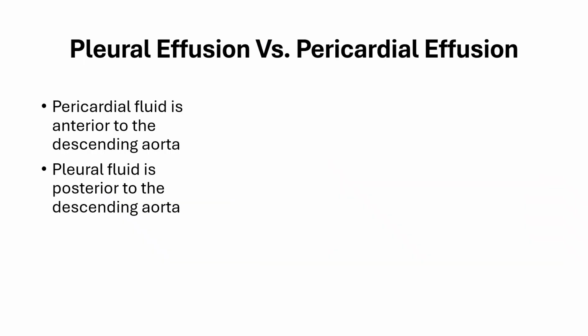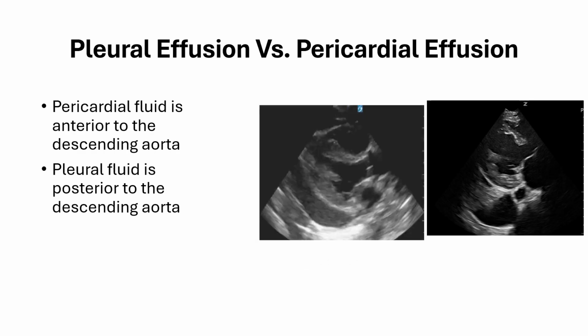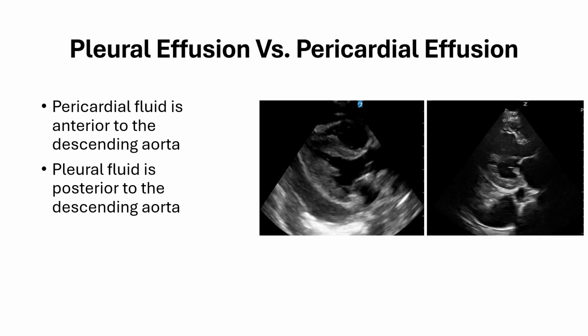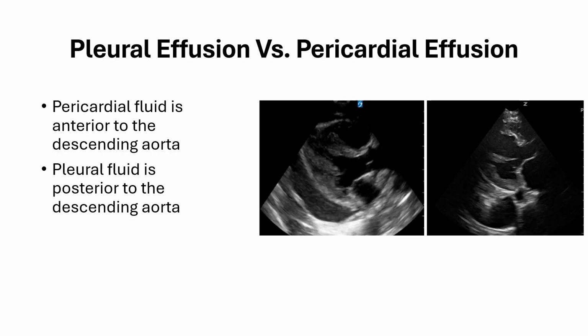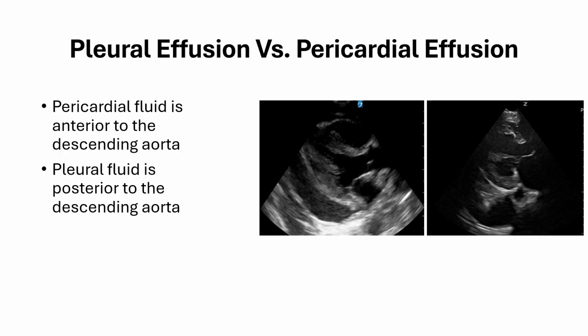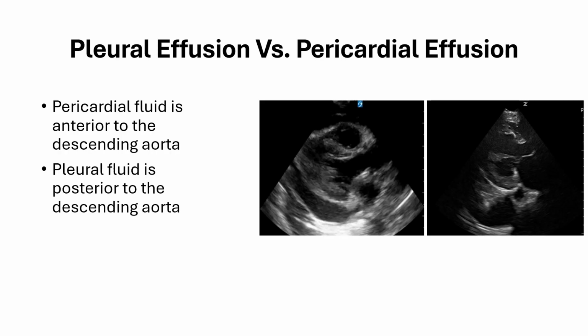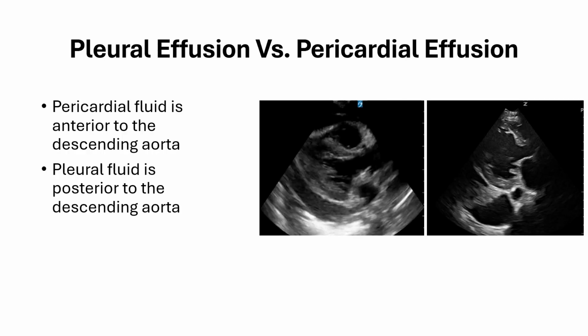Let's discuss pleural effusion, specifically left-sided pleural effusion and pericardial effusion, and how to distinguish between the two on cardiac point-of-care ultrasound. This can be an area of confusion sometimes. So pericardial fluid is anterior to the descending aorta, and pleural fluid is posterior to the descending aorta. So let's take a look at these two parasternal long axis views. Let's start with the left-sided video clip first. This patient has pericardial fluid because it is anterior to the descending aorta.